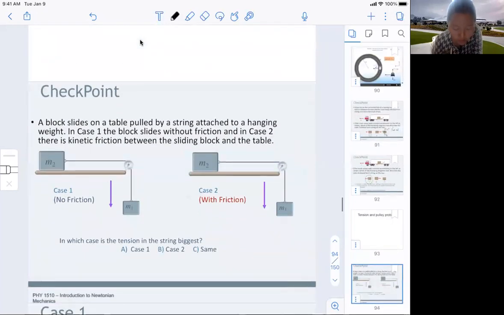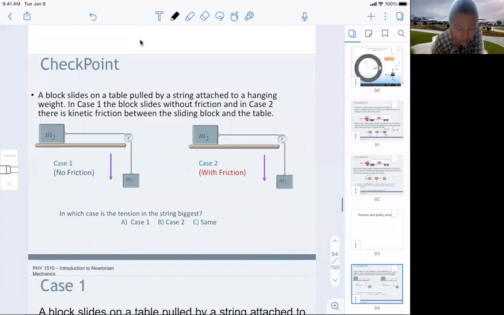I want to start using this checkpoint question, but we're going to break it down into multiple steps in order to answer it. In one case you have mass 1 hanging down, and mass 2 is pulled by mass 1 and they're threaded by the pulley. There's no friction between mass 2 and the table. So when you let go of mass 1, they simply all move, accelerating down. In this case, we're going to call it A1.